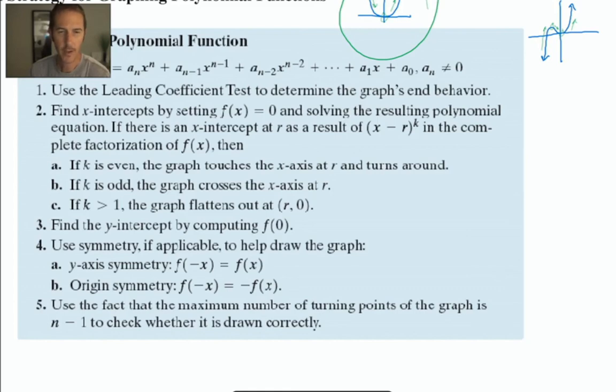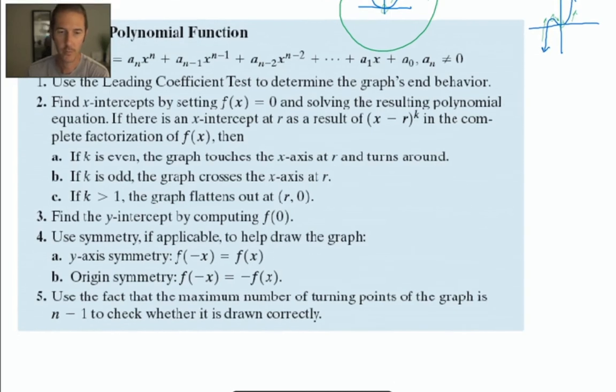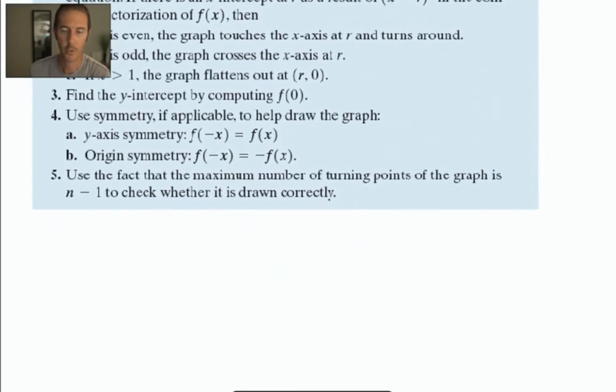And number 5, being mindful of the maximum number of turning points. At the very least, that'll help you draw a graph that is not in excess of the number of allowed turning points for that particular polynomial.